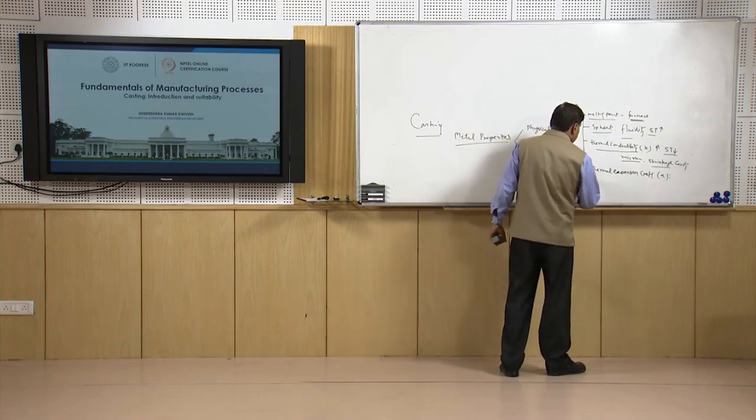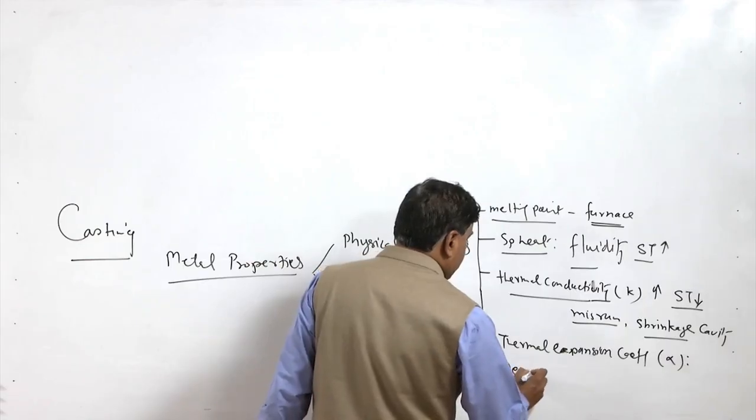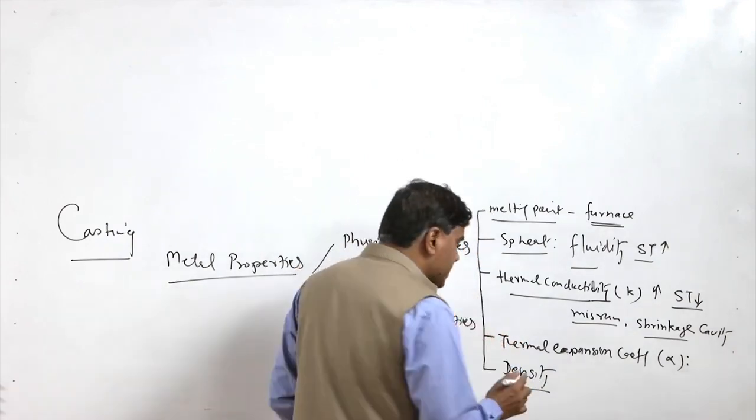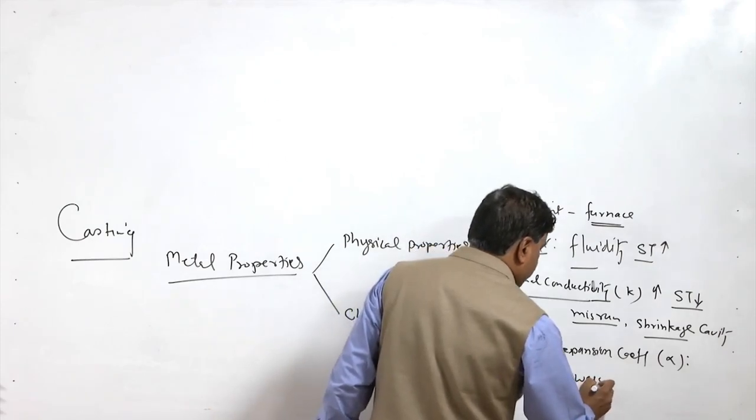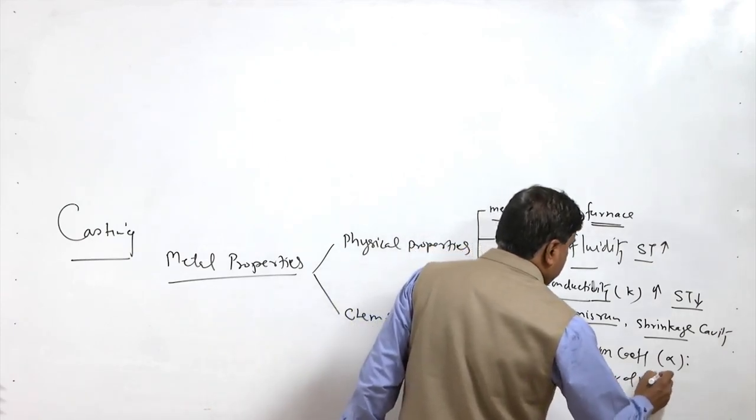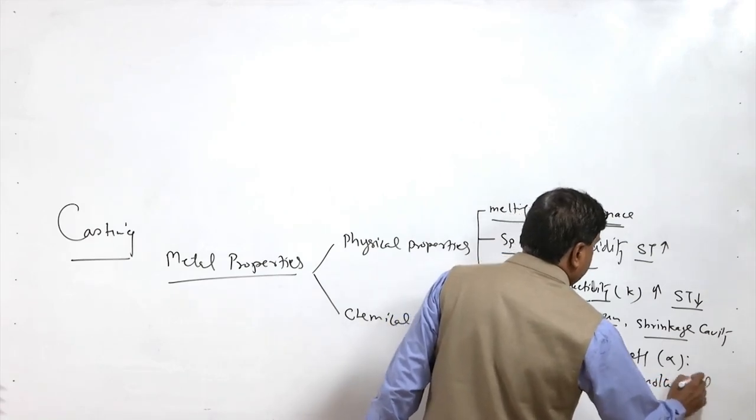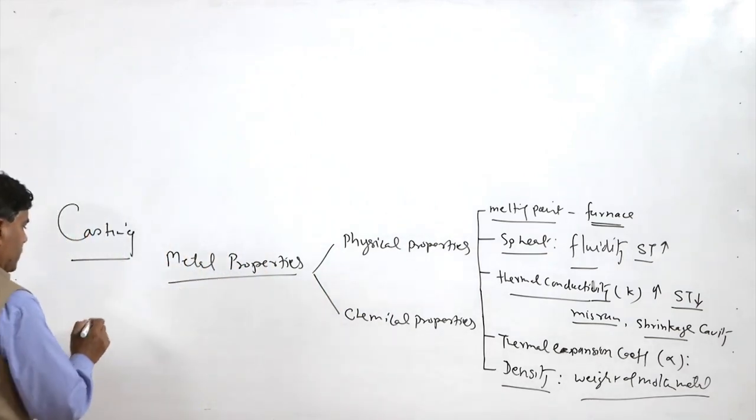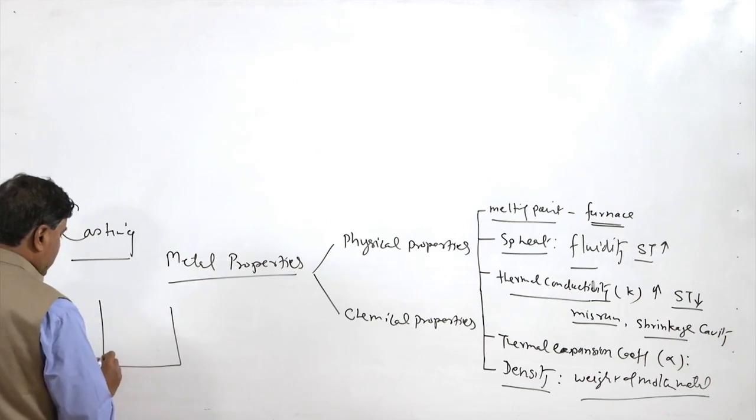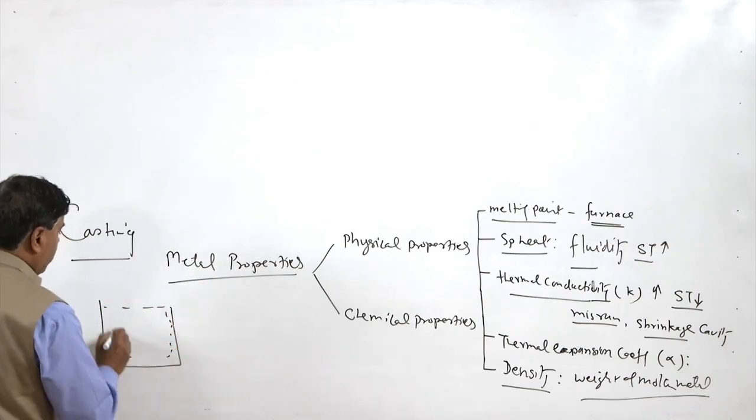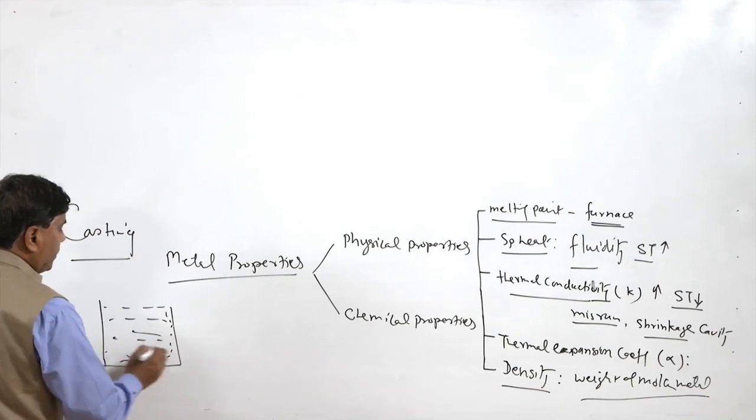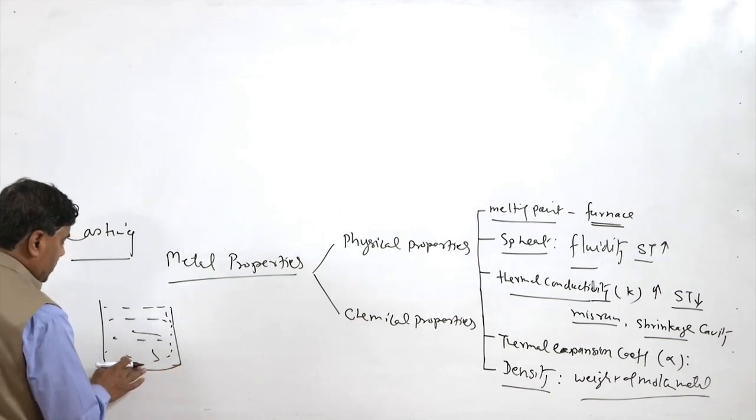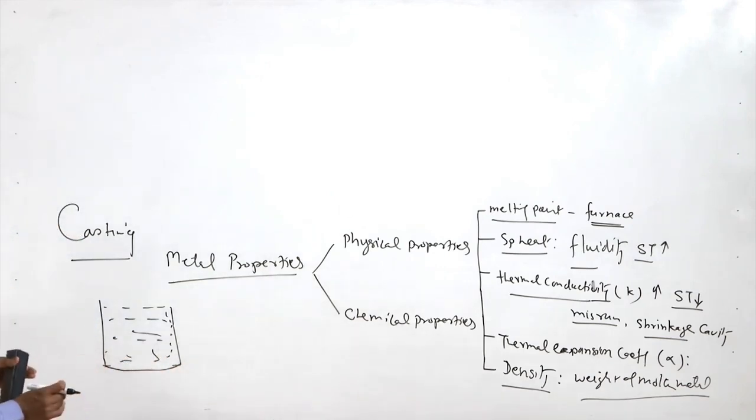Another important physical property is the density. For a given volume of the molten metal, density determines the weight of the molten metal or the weight of the casting. So, this weight of the casting is important in two ways. One is that this weight of the molten metal must be supported by the mold. If the mold is not able to support this weight, then it may sag or settle down, and so change the shape and size of the casting.